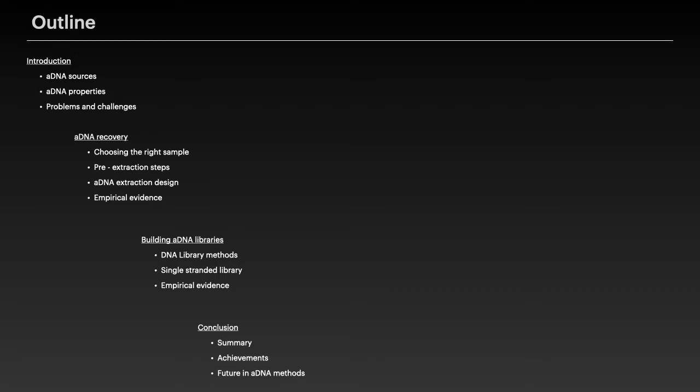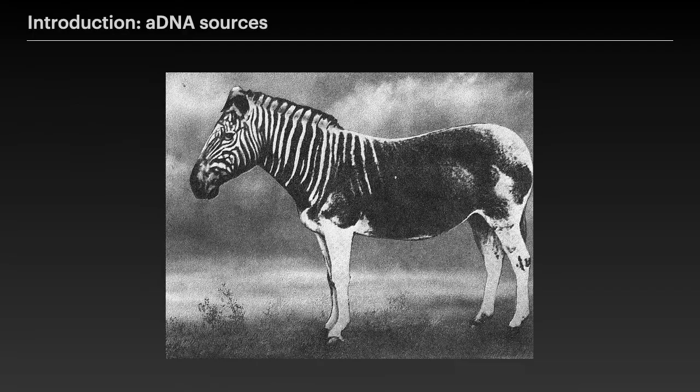The next part will be about DNA library construction. Here I will address the details of the so-called single-strand library protocol, how is it designed. I will also discuss its advantages compared to other library building methods, and lastly present some results that compare yields between different library building protocols. The last part will be a summary of the main points of this talk, an overview of the achievements in the field of ancient DNA research, and some personal views about future perspectives.